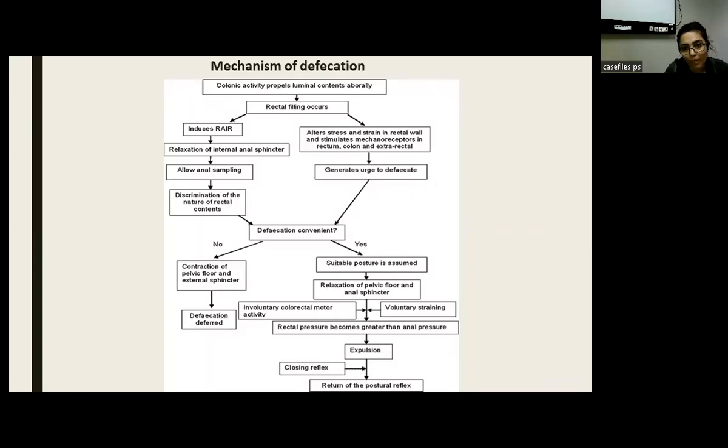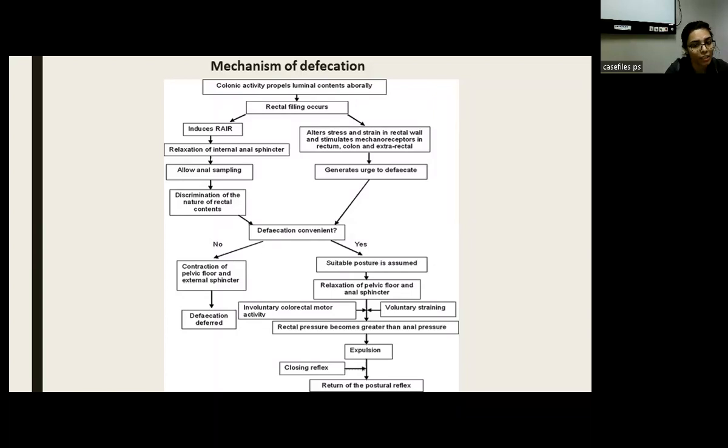When the colonic activity propels luminal content aborally, filling of the rectum occurs, which induces the anorectal inhibition reflex, which causes relaxation of the internal anal sphincter and allows anal sampling and discrimination of the nature of the rectal content, whether it is solid, liquid, or gaseous. And if defecation is convenient according to the social situation, then with a suitable posture and increase of abdominal pressure, there is relaxation of the pelvic floor and anal sphincter muscles, and increase of abdominal pressure by voluntary straining.